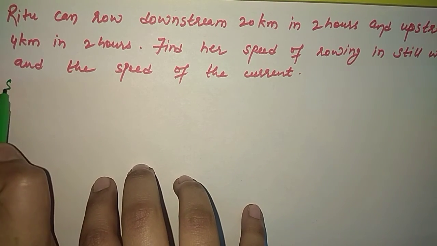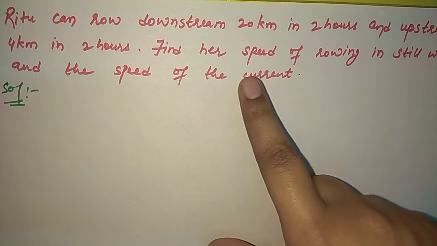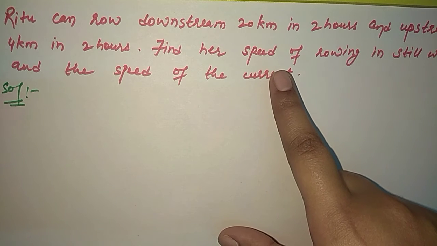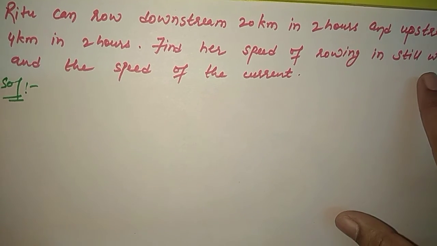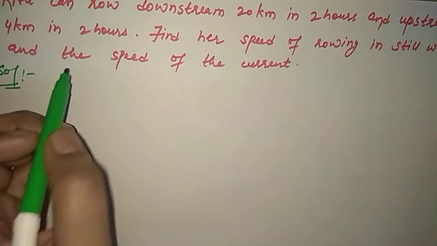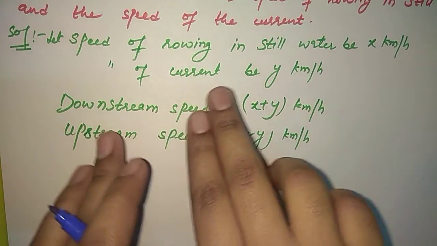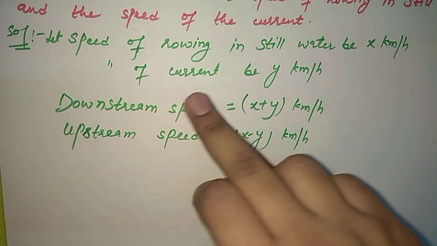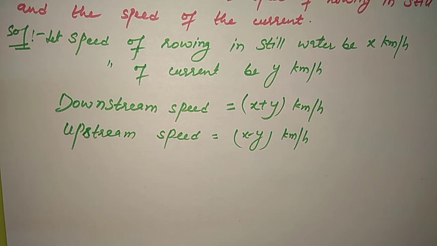So firstly, we have to suppose what we have to find out. Here we are given, we have to find speed of rowing in still water. So let it as x. And next is speed of the current. So let it be y. So write it as speed of rowing in still water be x km per hour and speed of current be y km per hour.